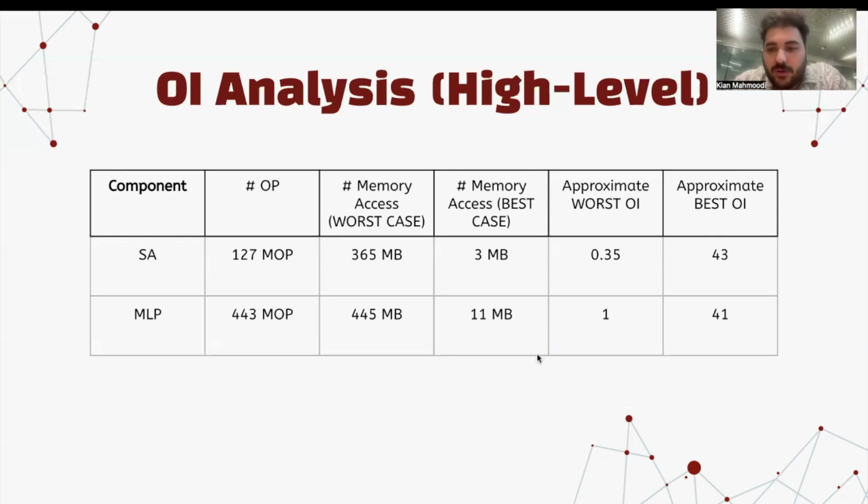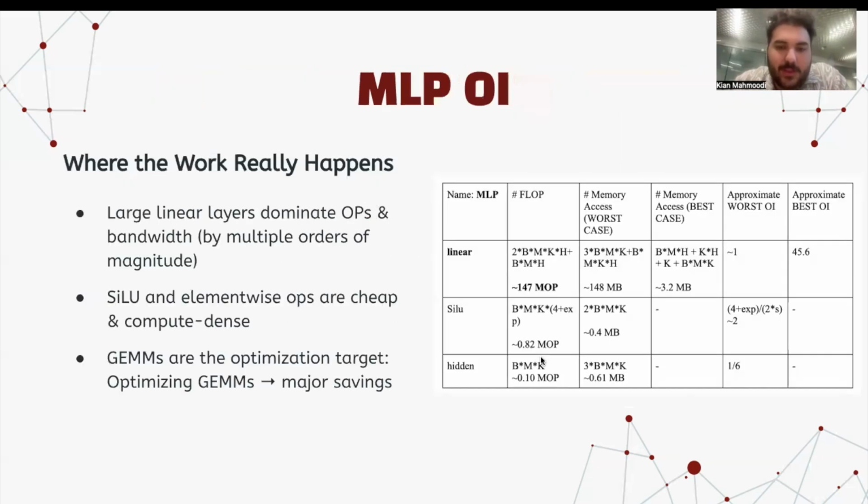We also computed both the best case and worst case total number of memory operations. Worst case reflects our initial implementation with its limited data reuse, and best case assumes every element is loaded once. In the best case scenario, the MLP and self-attention layers have the same OI. This is because both are dominated by the matrix multiplication, so it makes sense. Since MLP clearly dominates the operation count, we focus our initial optimization efforts there.